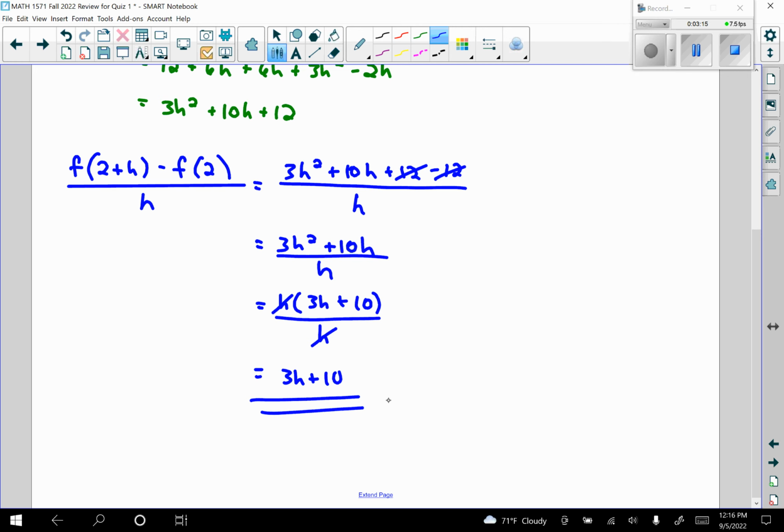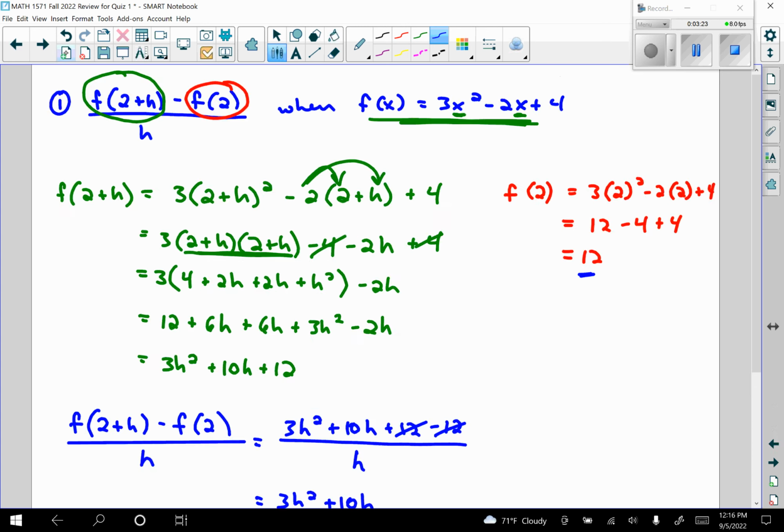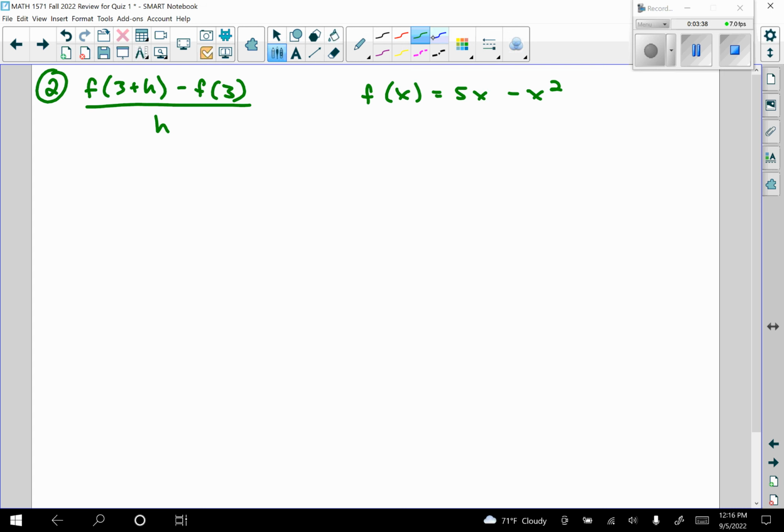So I gave you guys 2 examples of this. So going back to number 2 here, very similar, slightly different functions. So let's take a look at that. So we have f of 3 plus h minus f of 3 all over h, and our function f of x is 5x. And we have to be careful here with this minus x squared. So again, first I want to figure out what f of 3 plus h is.